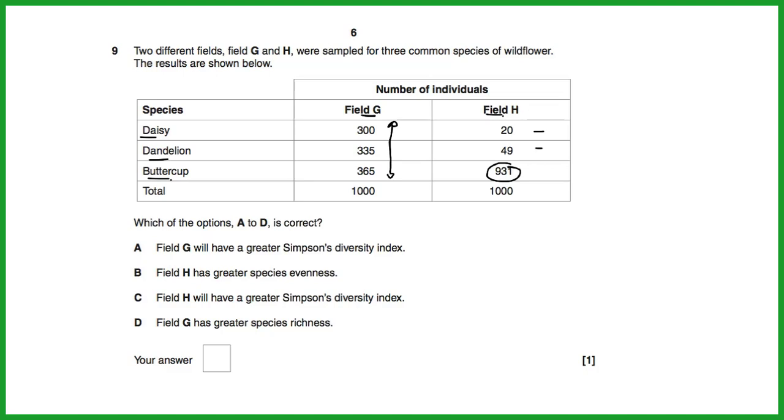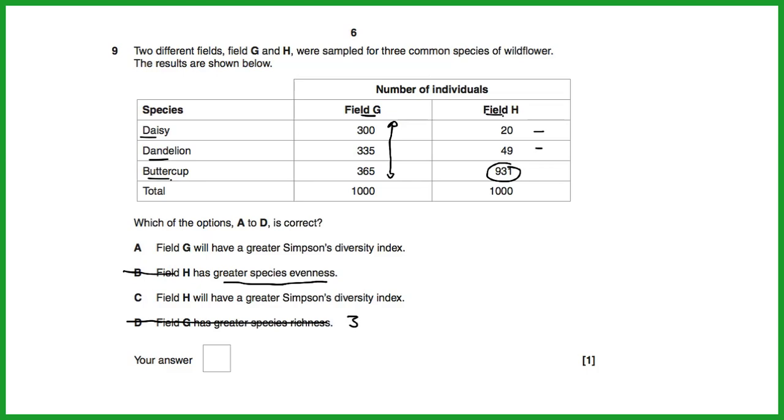So the species richness of both is the same. There are 3 species in both, so neither has a greater species richness. Now, field H has a greater species evenness. Well, that's not true, because most of the individuals that are present are one species, which is the buttercups, whereas field G has a far more even distribution, in that about 1/3 are daisy, 1/3 are dandelions and 1/3 are buttercups.